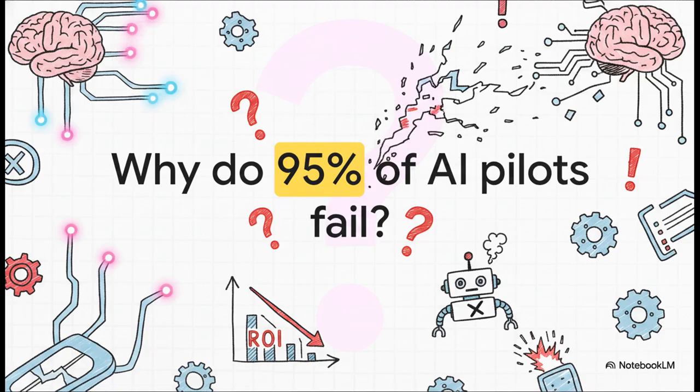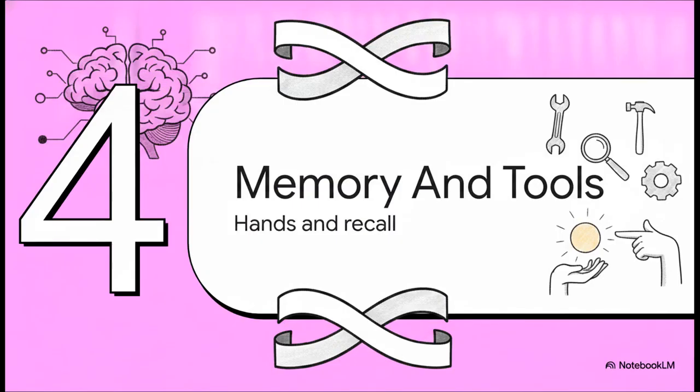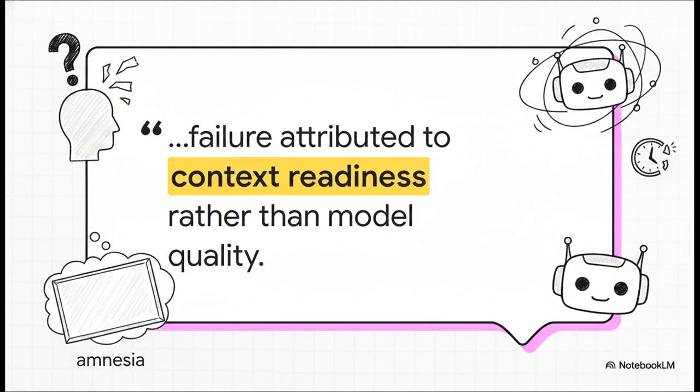Which leads me to this honestly staggering question. Why do 95% of enterprise AI pilots totally fail to deliver any measurable ROI? We find the answer in Section 4, Giving AI Memory and Tools, Hands and Recall. According to a really interesting finding from Atlan, it turns out these AI pilots aren't failing because the models are dumb. No, they are failing because of context readiness.